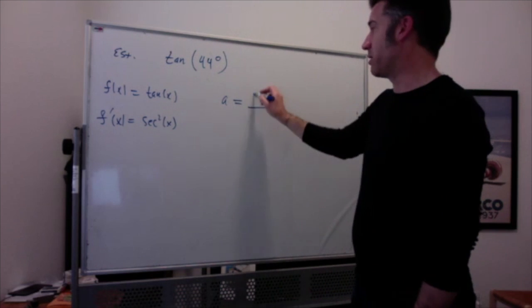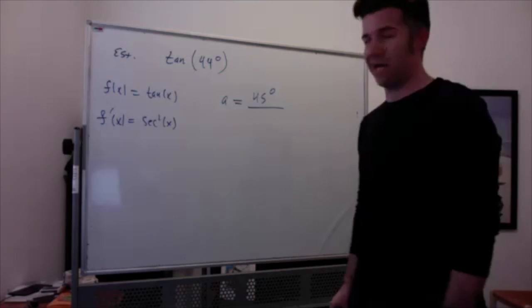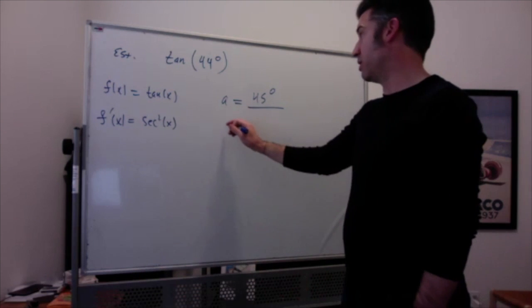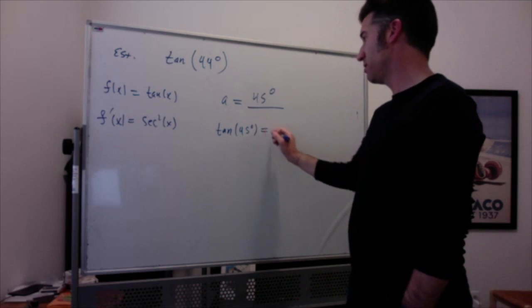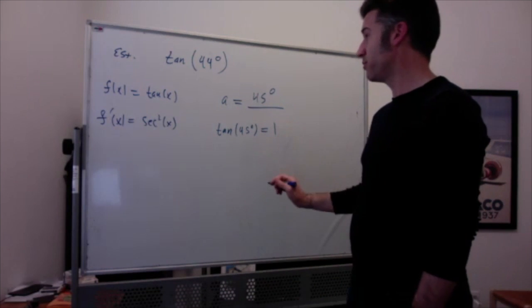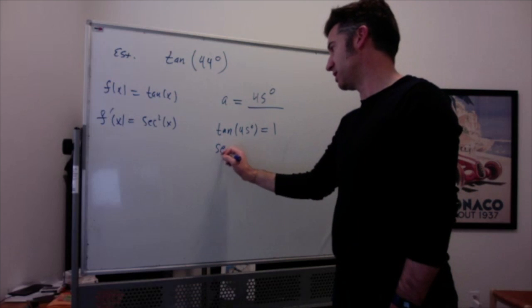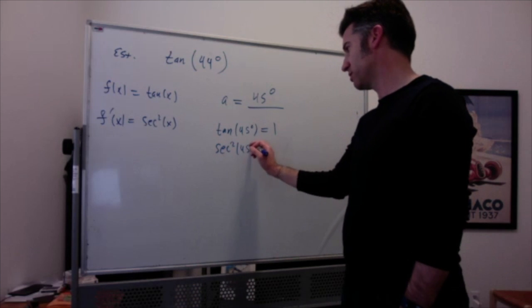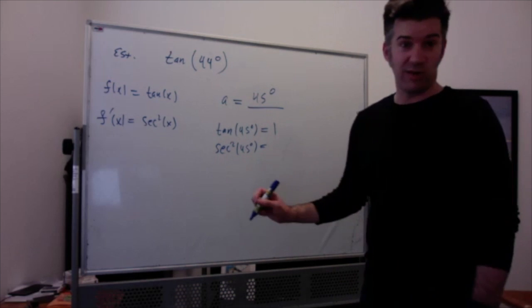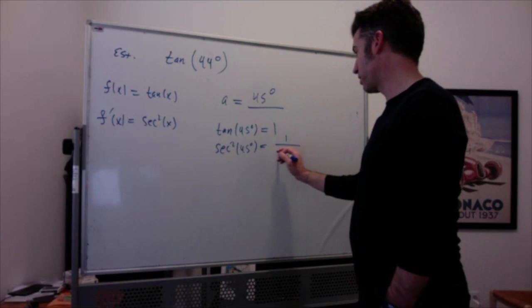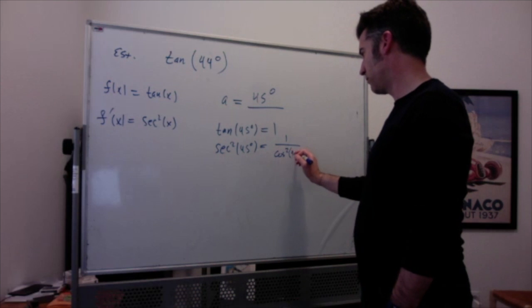45. Right. Exactly. So I'm going to use 45 degrees. I know that tangent of 45 degrees, which is my f of a, is 1. And my f prime of a, which is secant squared of 45 degrees, I'm going to do 1 over cosine squared of 45 degrees.